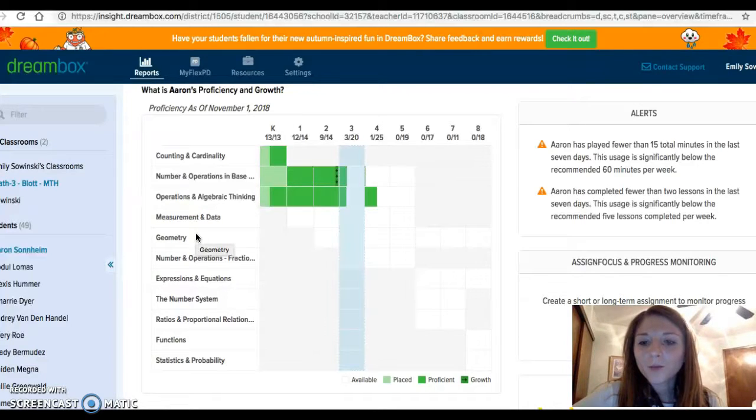When we have our common planning time, we pull up Dreambox, we look at what our data is telling us, we form groups around it, we form mini lessons. We just use this as another data source for us. So that is Dreambox.